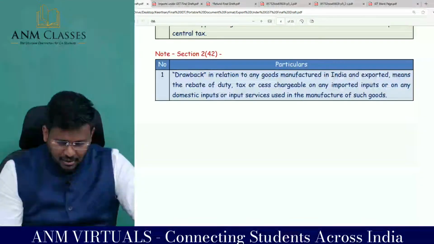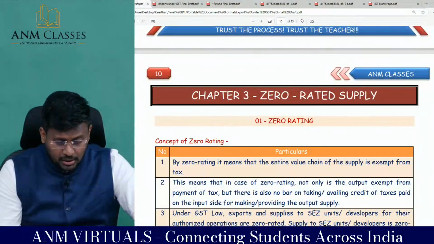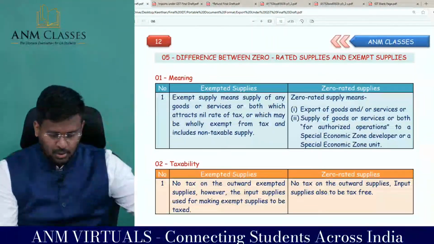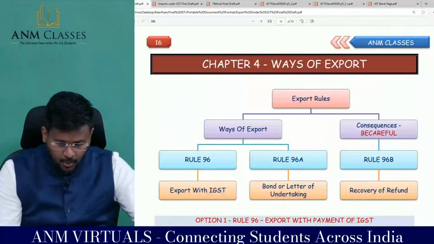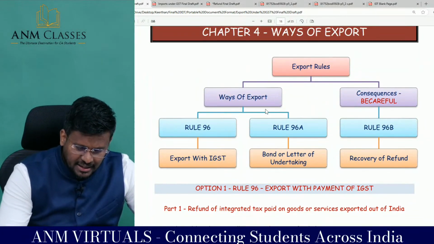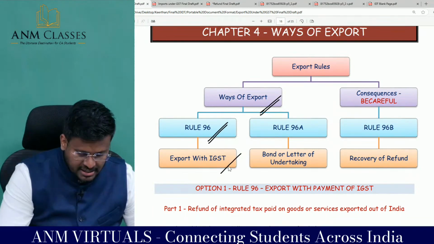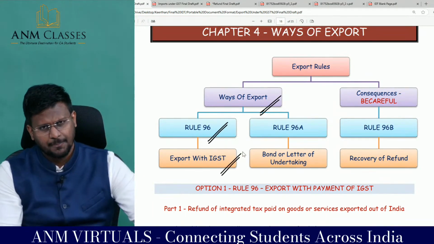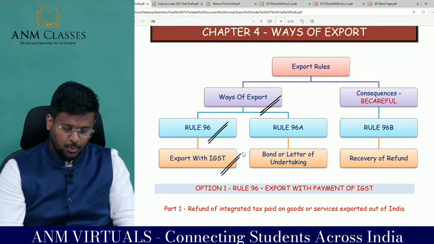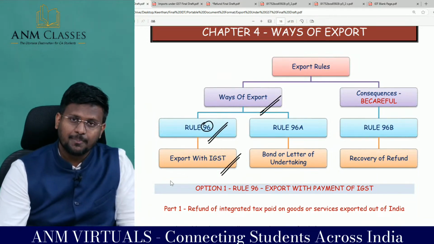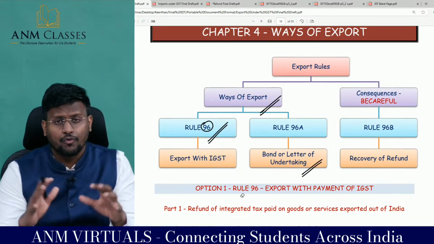In that refund, what are the circumstances or ways in which we can export the goods? As per the GST Act, two ways are possible. Number one, export by following rule number 96, that is export by payment of IGST. Are you going to export? Pay IGST from your pocket and do the export. This is rule number 96. So rule number 96A doesn't have a cash outflow.